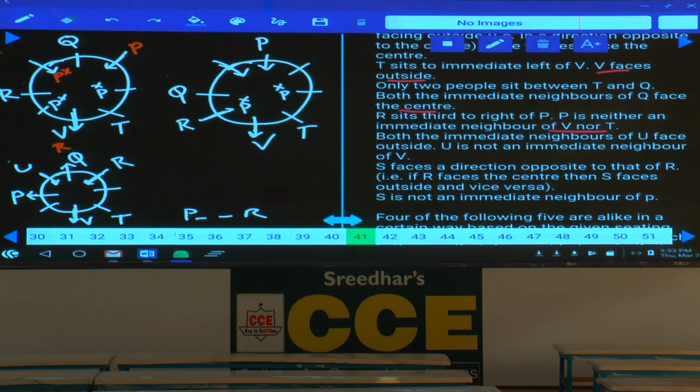Then coming to this one, both the immediate neighbors of U are facing away from the center. Then tell me what are the different possibilities we can have. And U is not an immediate neighbor of V, hence U cannot be at this place. Then U cannot be here as well because one of the neighbors of U is facing the center, hence U must be here. If U is here, then these two persons are away from the center. Are you following this one or not?